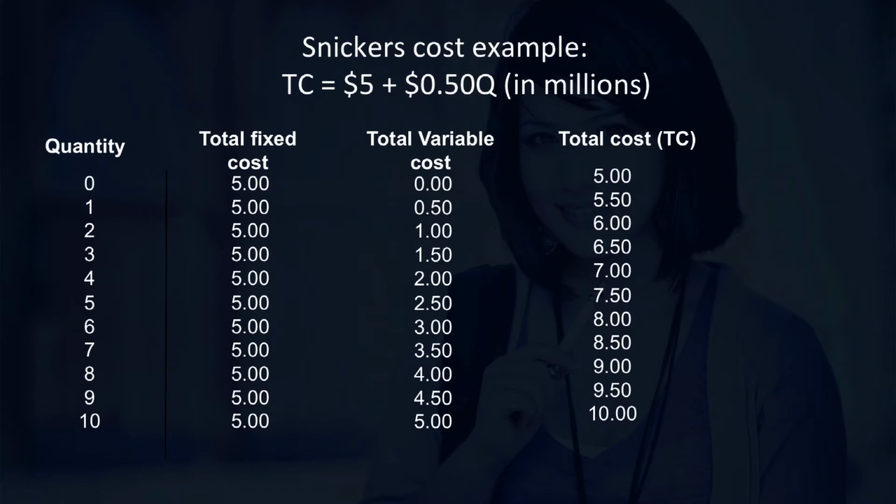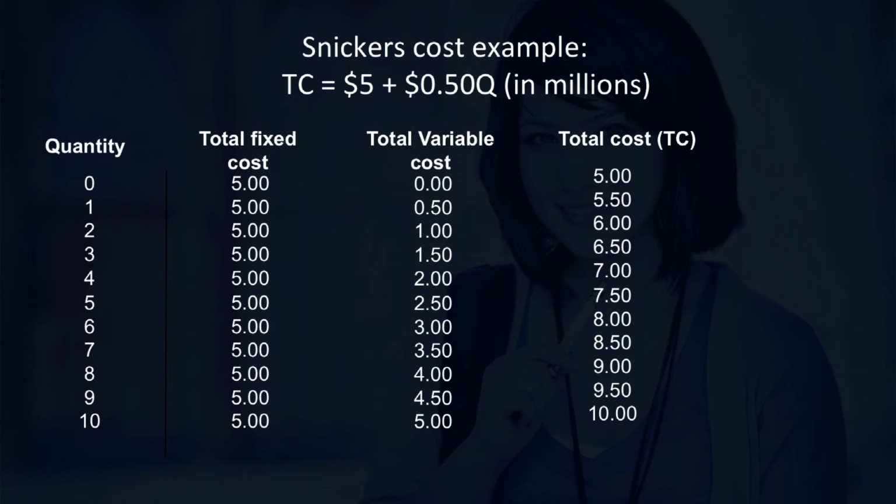So let's take a look at an example. So here we have the cost of Snickers bars. So the total cost equals 5 plus 0.5 Q. So notice that the 5 is not dependent on Q, but the 0.5 is multiplied by Q. So that automatically tells us that our fixed cost is 5 and our variable cost is 0.5 Q.